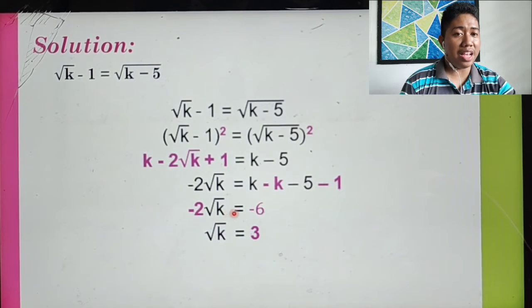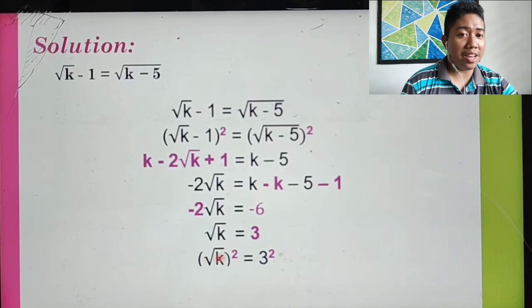So we divide both sides of the equation by negative 2, so we eliminate the negative sign. So 6 divided by 2, we get 3, so the square root of k is equal to 3. And then we square both sides in order for us to eliminate the square root.